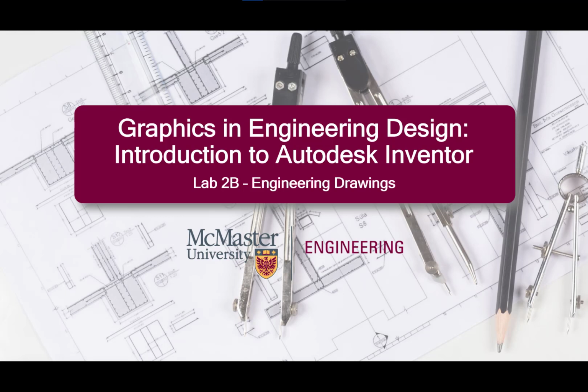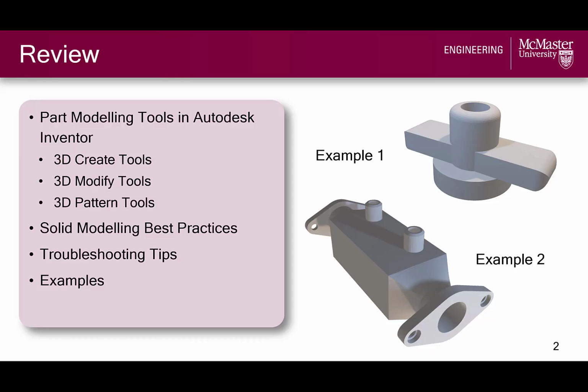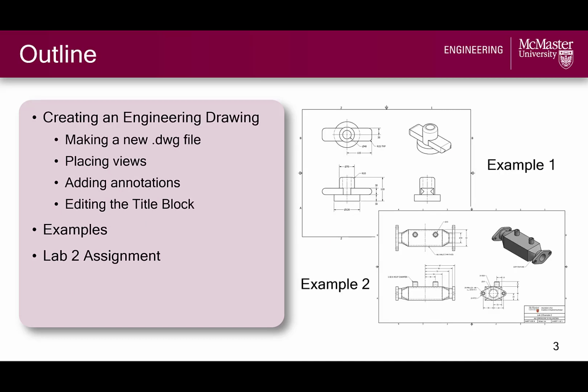Welcome back to the second half of Lab 2, where we will talk about making engineering drawings in Inventor. In the past video, we wrapped up the topic of part modeling in Inventor, and we walked through two examples where we made solid models from engineering drawings. In this video, we are going to do the reverse, so we will learn how to make engineering drawings of solid models, and we will use our first example for illustration throughout this video.